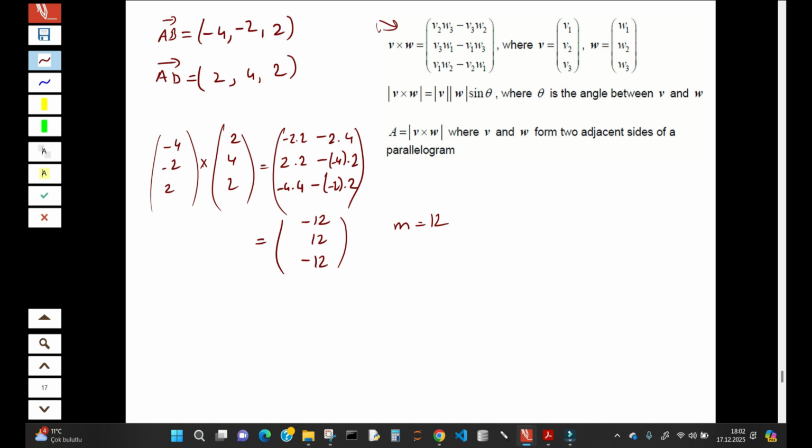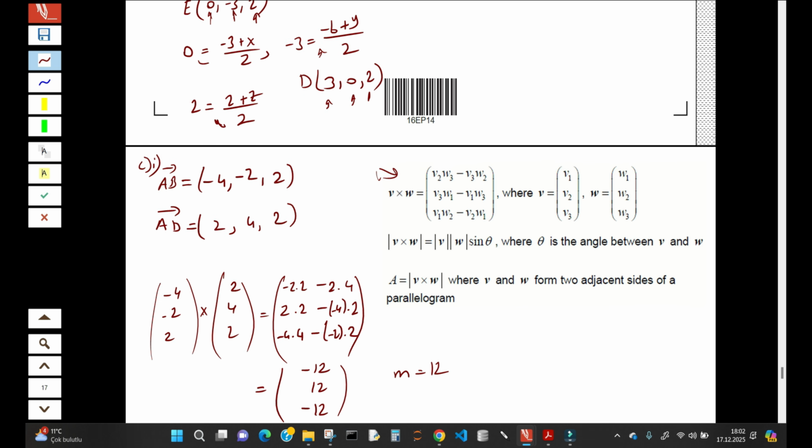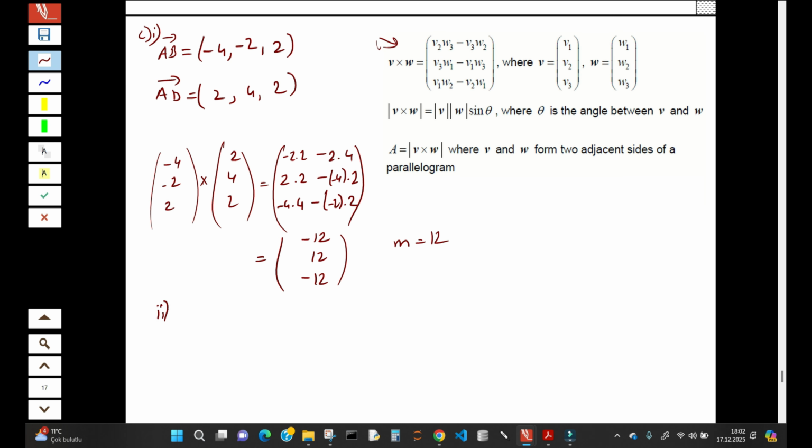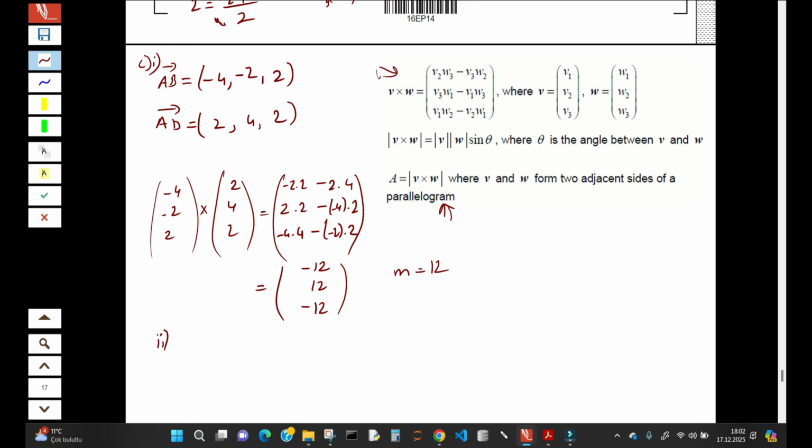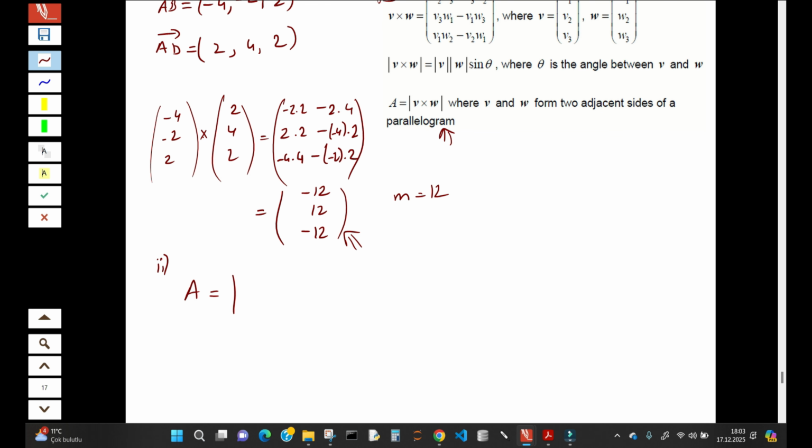Please find the area of the parallelogram. This was C1. And C2 is going to be the area of the parallelogram. This formula in here, we found that the cross product of these two vectors gives another vector in here. So the area will be the magnitude of this vector, which is going to be the square root of 12 squared plus 12 squared plus 12 squared, right? And from here you can see that this will be 12 square root of 3.